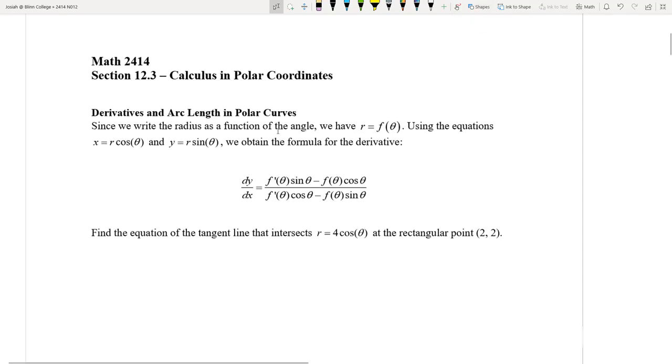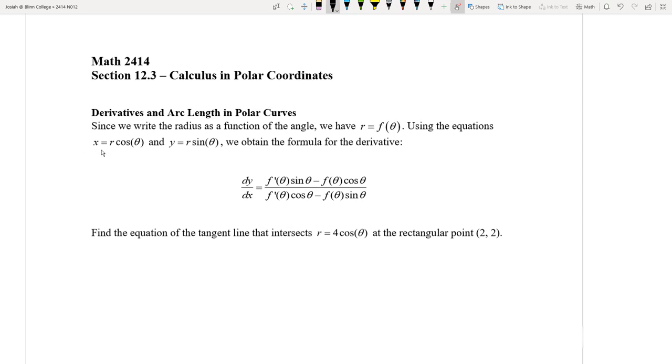So now we have all the structure in place to be able to actually use calculus in polar coordinates. So we'll start out with the derivative. Since we write the radius as a function of the angle, right? We have r equals f of theta. We plug in theta, we get an r, right?